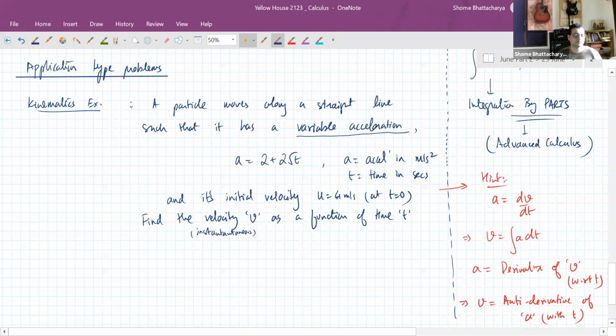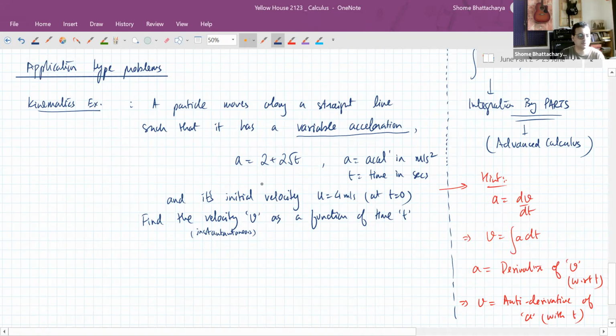Additionally, there's some more information given to us: at a particular time, that is t equal to 0, the value of the velocity is 4 meters per second. That will help us find the one unknown quantity in the antiderivative, which is the constant of integration. Remember, that's the indefinite quantity. So just try out this question. You will see it's an easy application of integration.